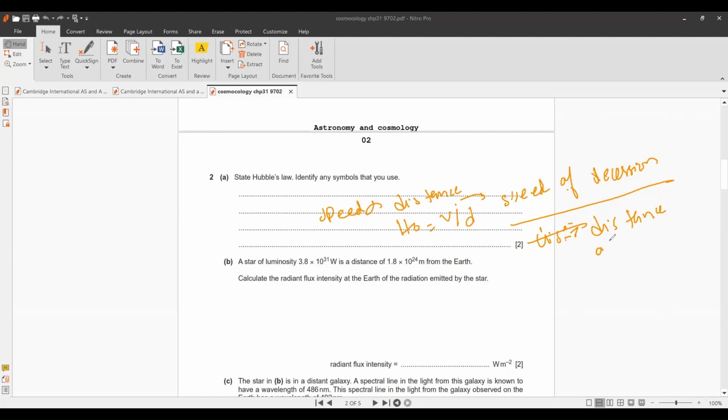Distance of the galaxy from the observer. The next part is we have to calculate the radiation flux density. Luminosity is given, the distance is given. What was the formula? F is equal to L over 4 pi D square.